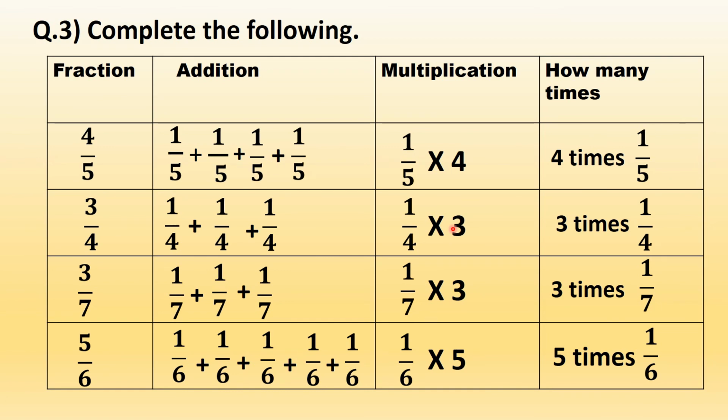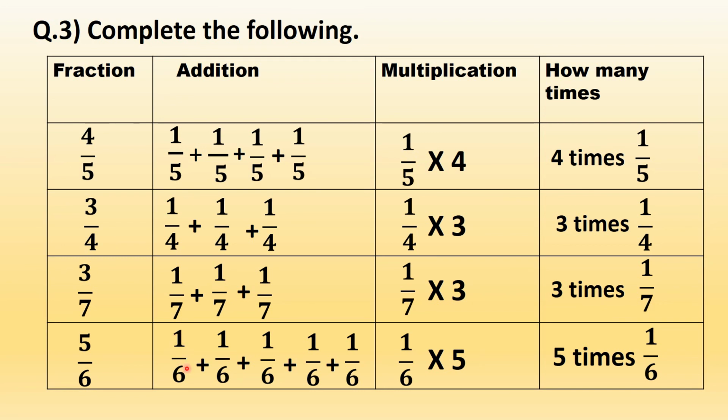The same way, third example, 3 upon 7. So equal division of 3 objects among 7 people. So in the addition form, 1 upon 7 plus 1 upon 7 plus 1 upon 7. In the multiplication form, 1 upon 7 multiplied by 3. And how many times? 3 times 1 upon 7. And last example, 5 upon 6. Equal division of 5 objects among 6 people.